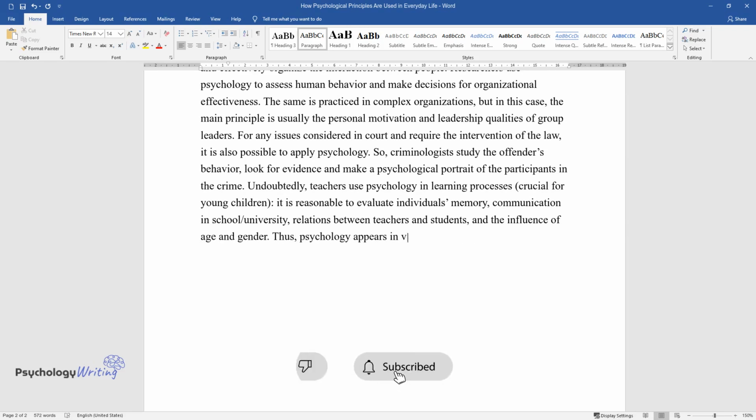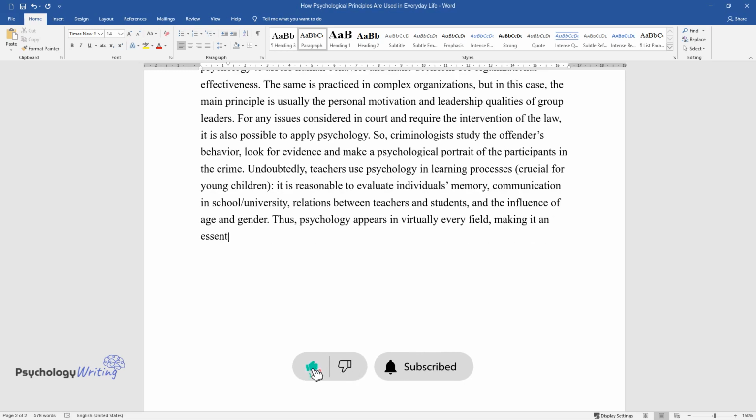Thus, psychology appears in virtually every field, making it an essential sociological tool for studying behavioral functions.